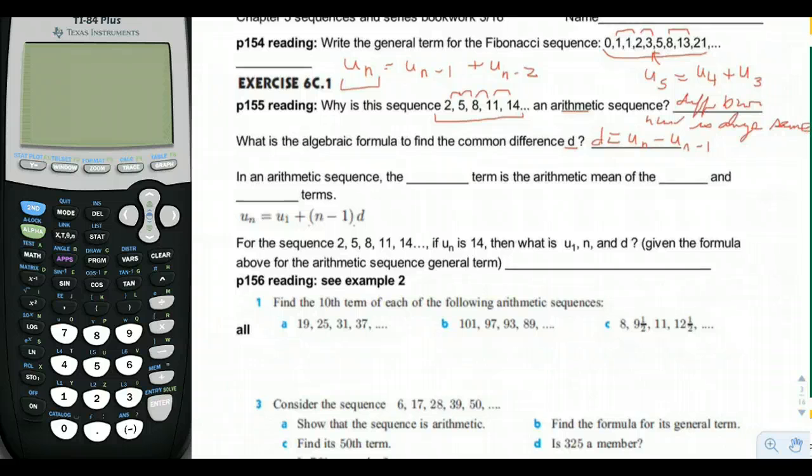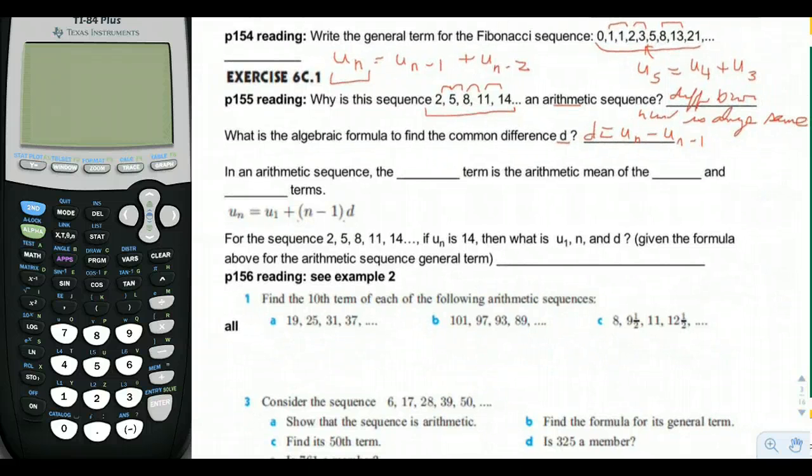In an arithmetic sequence, the blank term is the arithmetic mean of the blank and blank term. So if you read the book, what this is saying is that any one term, like let's say the 8, is the arithmetic mean of the two neighboring terms here, the 5 and the 11. So if you take the average of 5 and 11, you're going to get 8. That's the way an arithmetic sequence works, and that's kind of why it's called an arithmetic sequence. So in an arithmetic sequence, the middle term is the arithmetic mean of the previous term and the next term, or the following term.